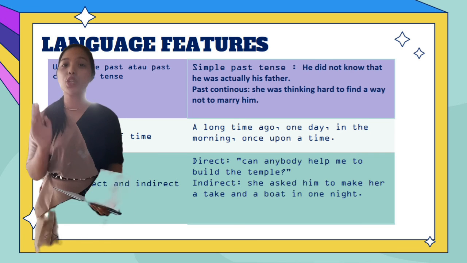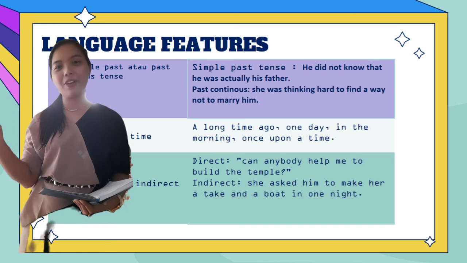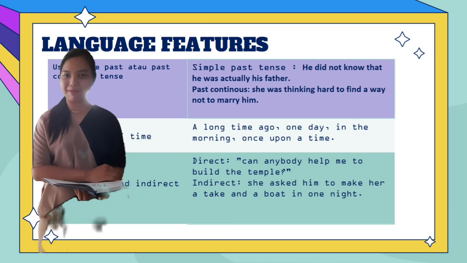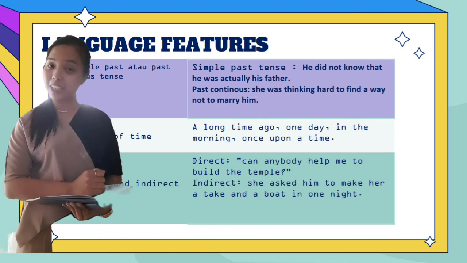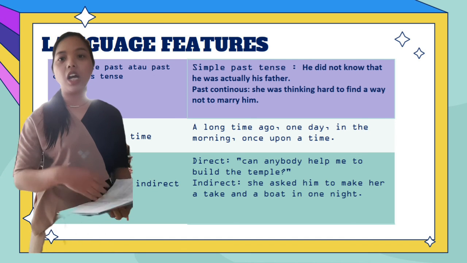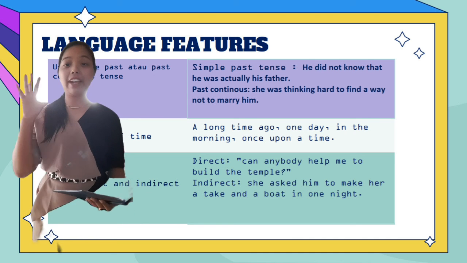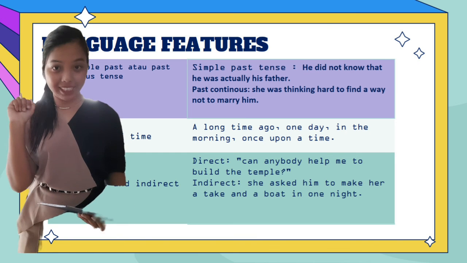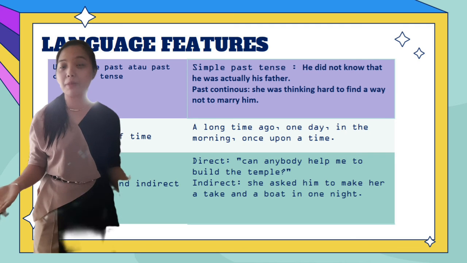The second, use adverbs of time. For example, long time ago, one day, in the morning, and once upon a time. The third, use direct and indirect speech. Usually, direct speech is used in the dialogue in narrative text. So the characteristic is there are quotes in each sentence. It's like, can anybody help me to build the temple?